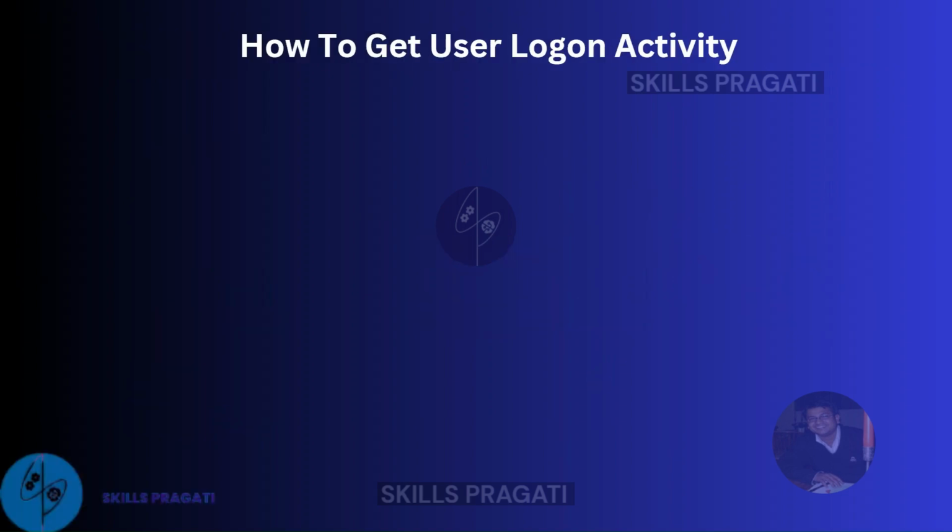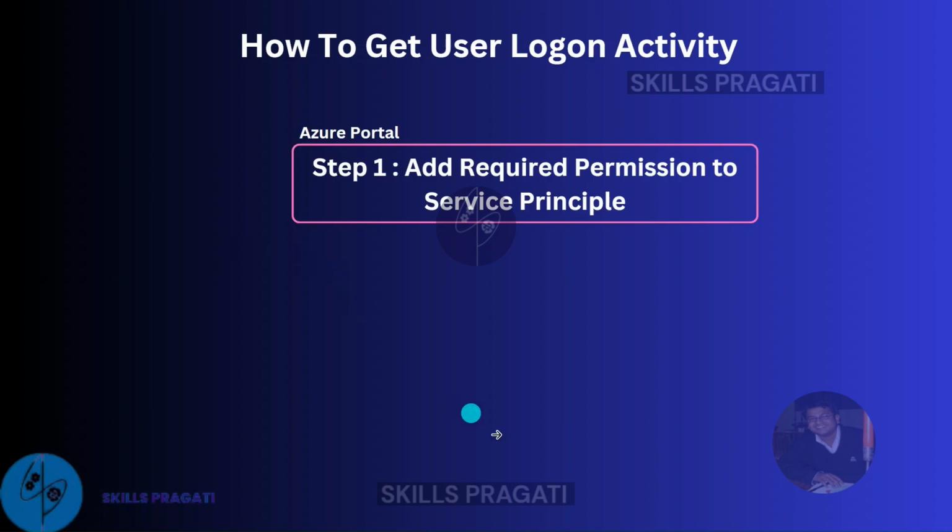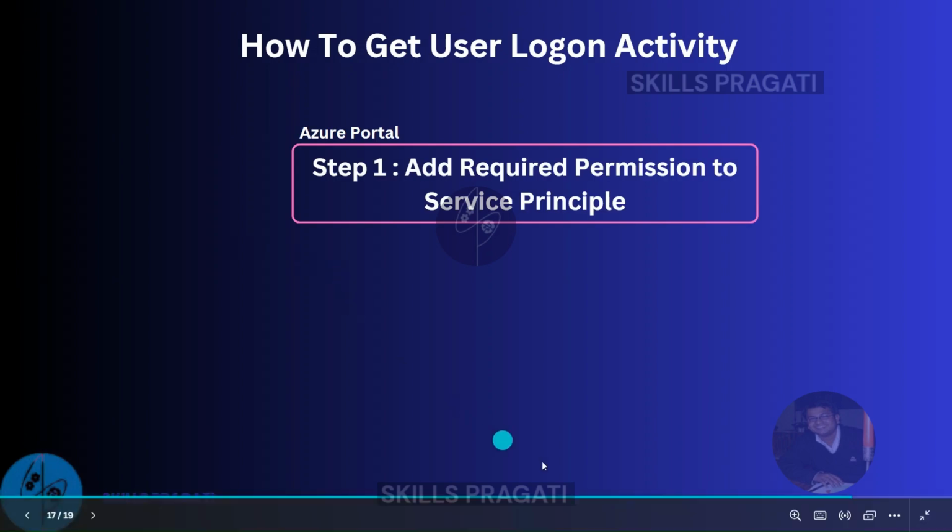Step 1, we need to first give that API permission in the Azure portal. The required API permissions to get access to logon activity are AuditLog.Read.All and Directory.Read.All. So let's jump into the Azure portal and complete the first step.